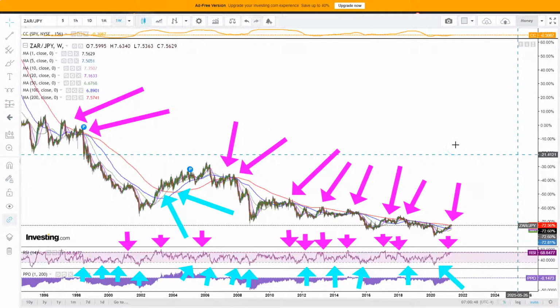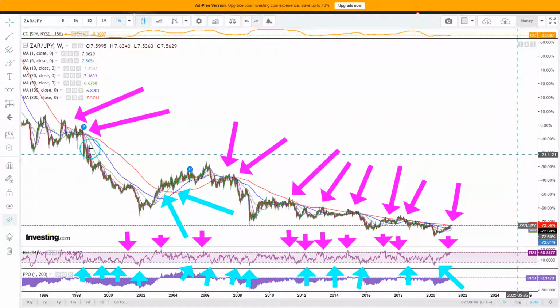Here are a bunch of arrows. So what I have highlighted here is this red 200-week moving average. You can see here with the pink arrows that it is a rather clear resistance level. Price has had a very hard time getting above it. The only time we were able to get above it and use that moving average as support was here with these blue arrows, and then it did trigger a more significant strengthening of the South African rand, but you can see that it very quickly deteriorated as we headed towards the global financial crisis.